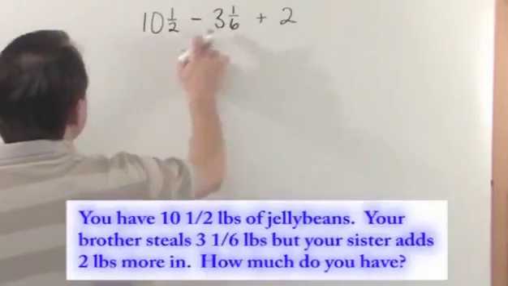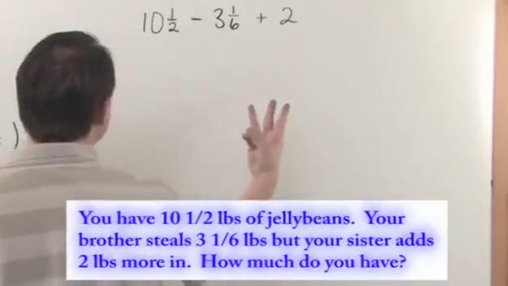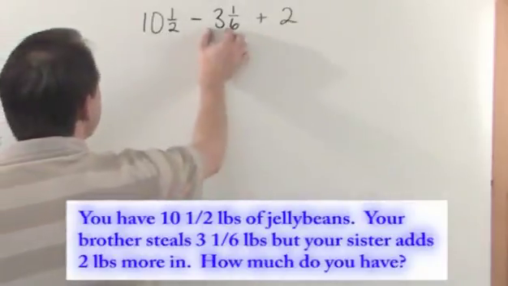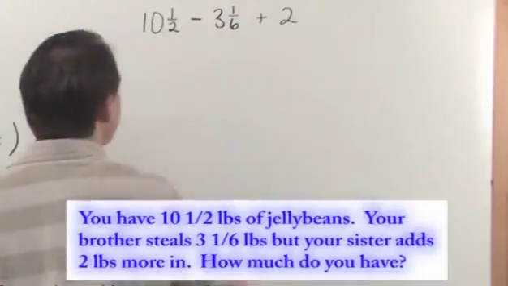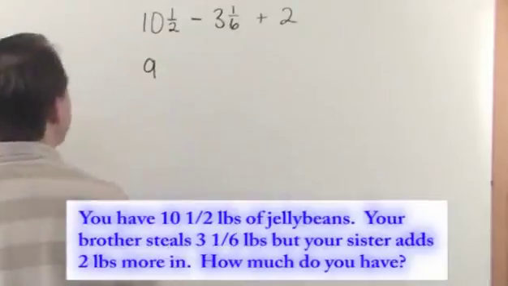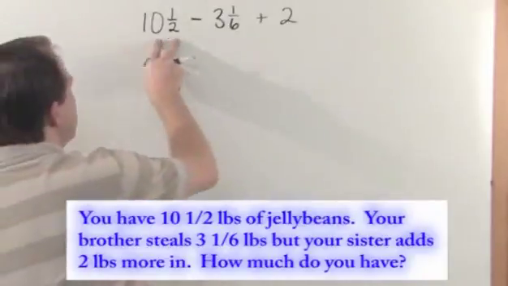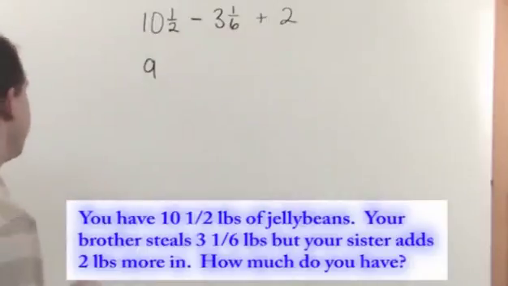Okay, 10 minus 3 will be 7 because starting at 10, 9, 8, 7. Subtracted 3, I got 7. 10 minus 3 gives me 7, plus 2 more because this is a whole number. 7 plus 2 is going to give you 9. So you put 9 here. That's your whole number. 10 minus 3 gives you 7, plus 2 gives you 9, so you put that down.